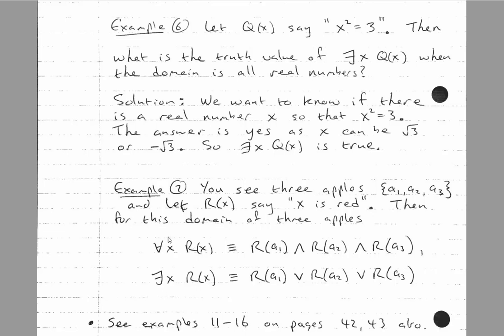Alright, so when you talk about all the elements in the domain having a property, then you're talking about the AND operation. But when you're talking about existence, then that's the OR operation. Alright, I hope that made sense.